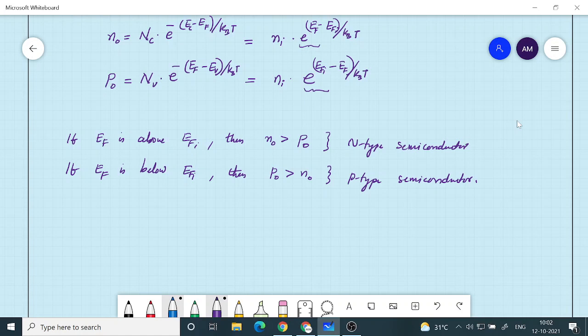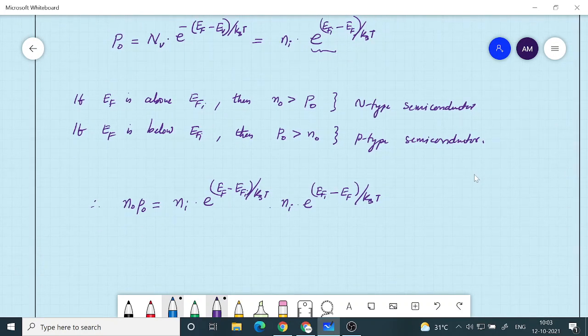Now again, if I take a product of this, therefore N0 into P0 is equal to, I am using the second expression, that is Ni into e raised to EF minus EFI by kBT, into Ni into e raised to EFI minus EF by kBT. If you look at the exponent, you see one is the negative of the other. So what does that mean? It means that it is going to be Ni square. And this is a very important relationship.